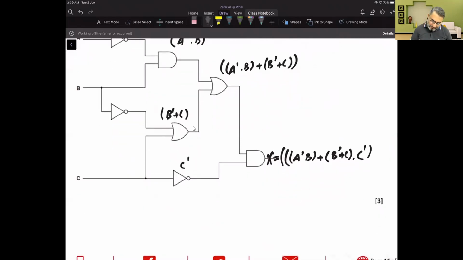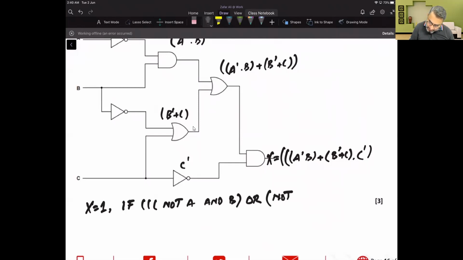So the logic would be x is equal to 1 if bracket bracket bracket not a and b or not b or c and not c. That is how your answer will be.